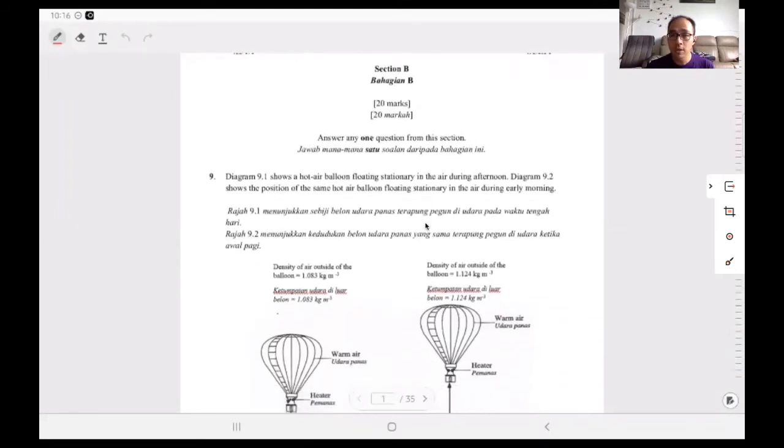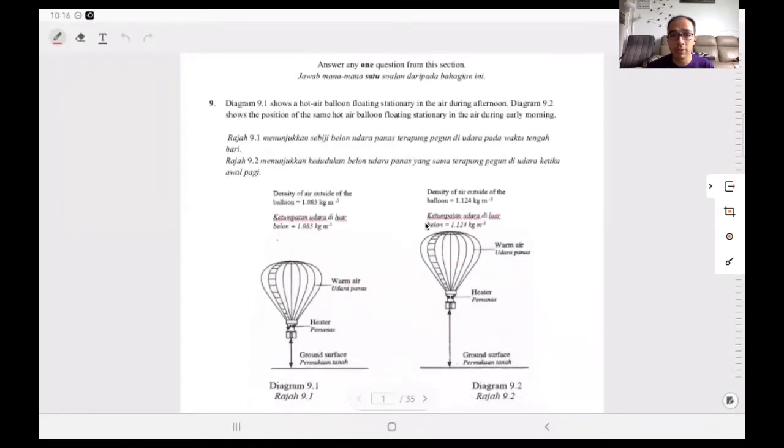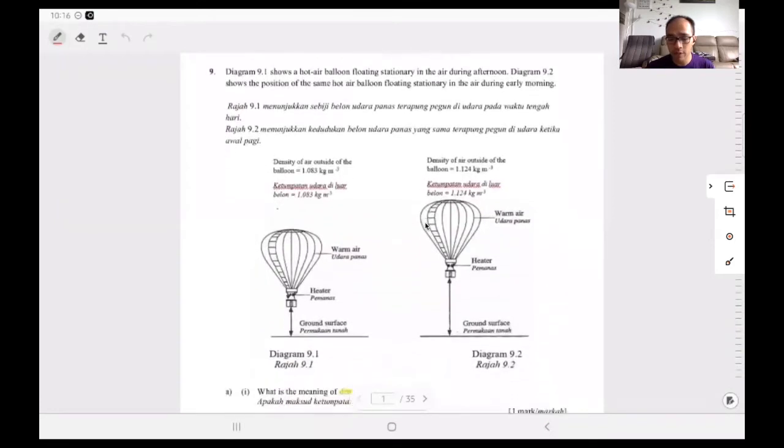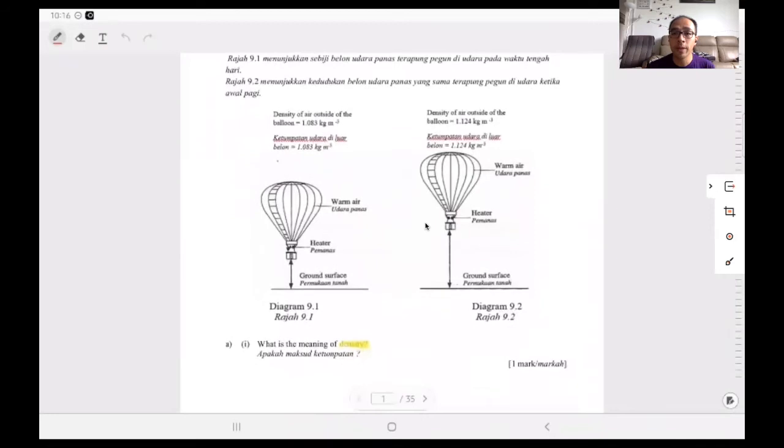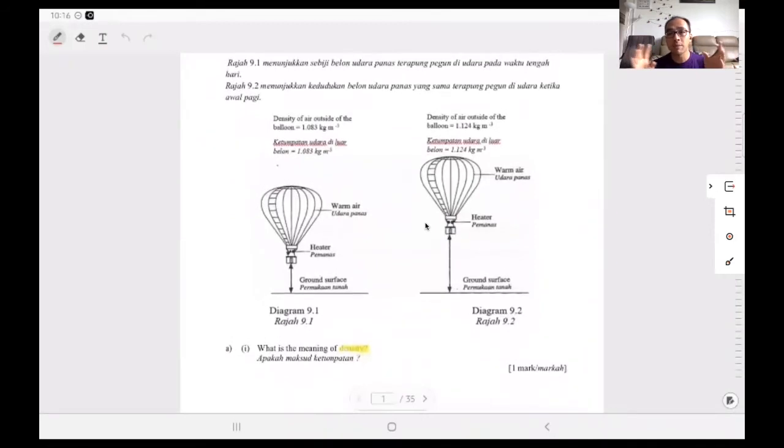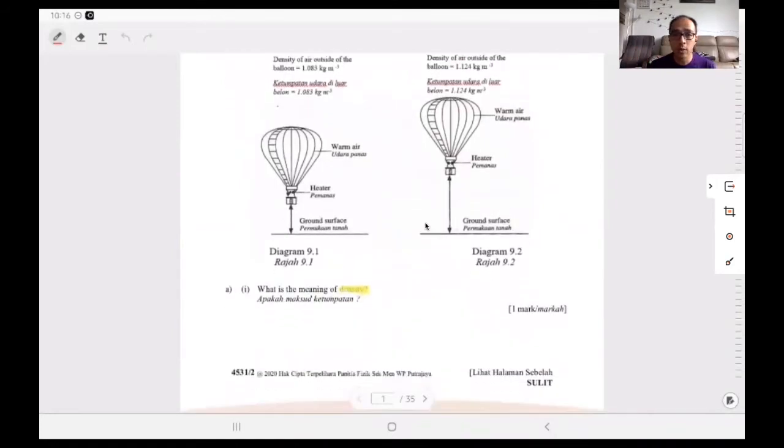Of course we've discussed the hot air balloon question before, and since we've discussed it before, you can refer to the old video to find out the answer, but I'll just give you a general guide on how to do this. So what is the meaning of density? The reason why I highlight it in yellow is because there's another paper that also asks the same question. So it's probably a good thing for us to memorize this definition.